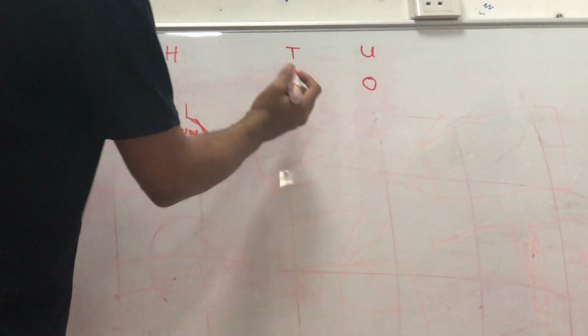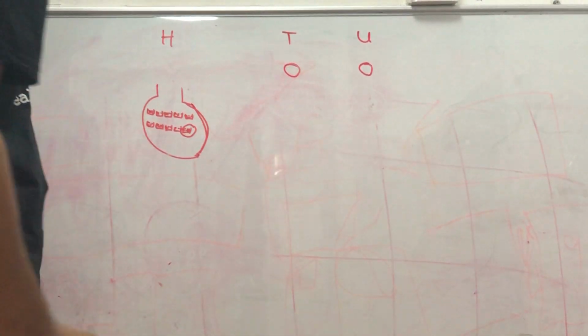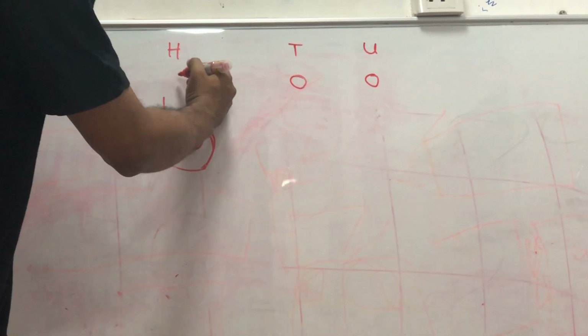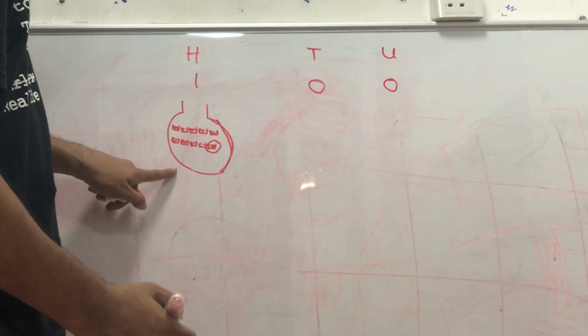So how many sets of 10 do we have now here? We have 0. And how many hundreds do we have? We have 1 because this is a new set of 100.